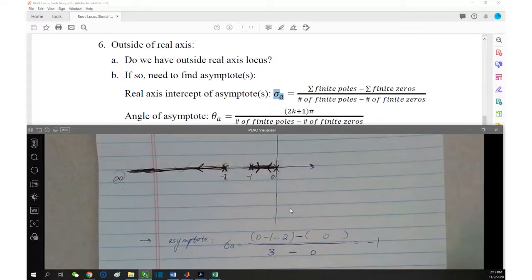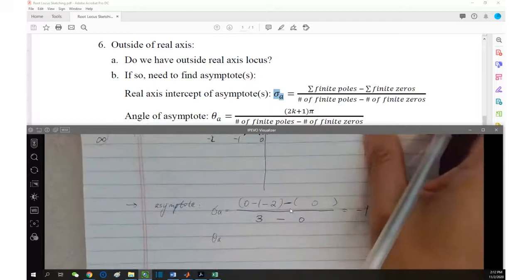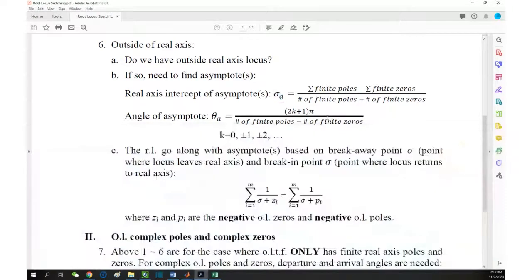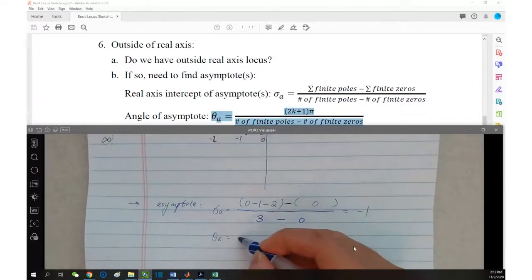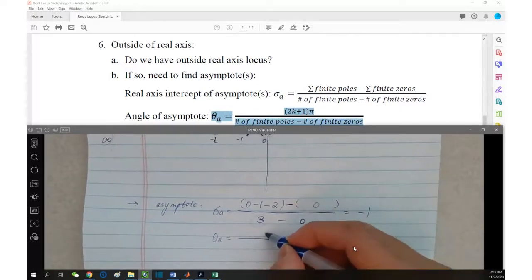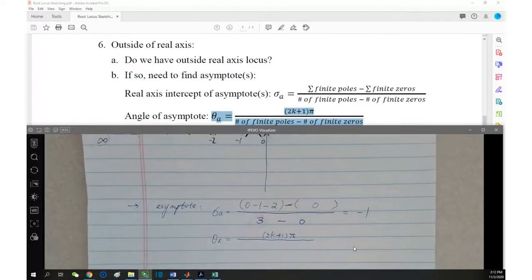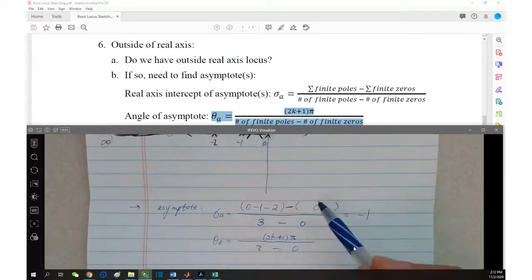Okay. The second thing we need to plot this asymptote is the angle. Right? The angle. How to find this angle? The equation is given here. Let's see how to use this equation. It is equal to a ratio as well, and the numerator is (2k+1) pi. It's an odd multiple of pi, right? The denominator is the number of finite poles minus the number of finite zeros. This is copied from before, right? Both denominators are the same.